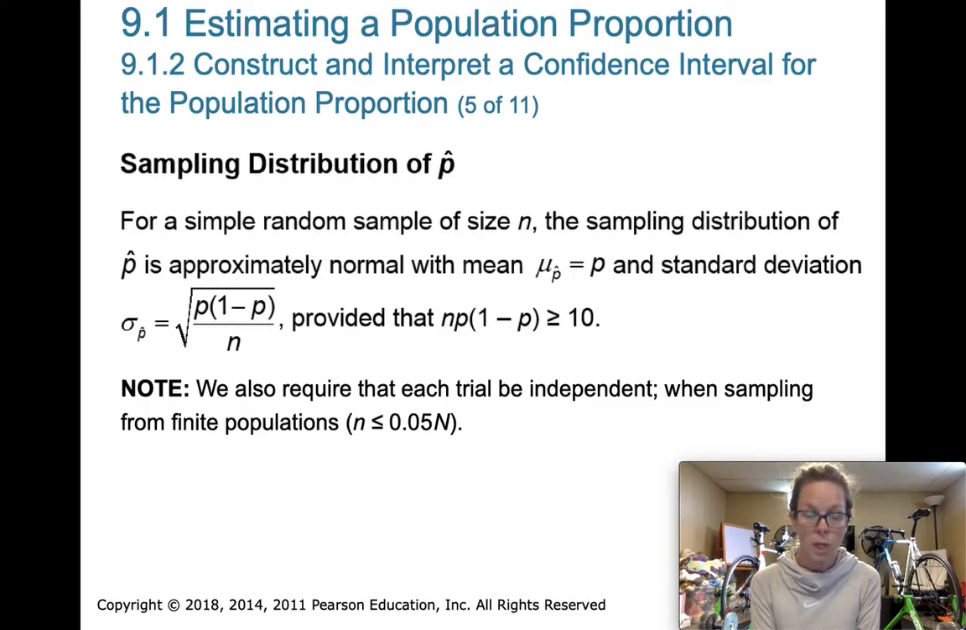So to think about that standard deviation, we're going to use this formula. Probably want to write this down somewhere. The standard deviation is equal to the square root of p times 1 minus p, where p is our point estimate, divided by n. And that works as long as n, our sample size, times p times 1 minus p is more than 10. We had that same requirement in the last chapter, so this is not really new information, but the same requirement again.